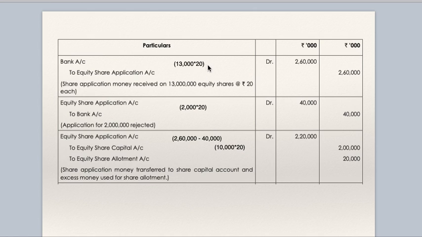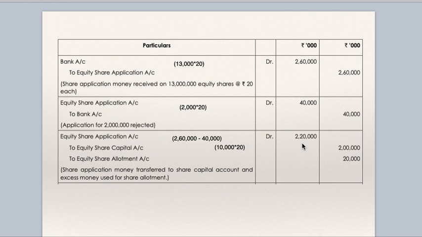Now see journal entries. Rupees are in thousand. Don't forget to mention on top of the amount column rupees in thousand. Bank account debit to equity share application account. They have received 13,000 applications at 20 rupees per application, 13,000 into 20. Then equity share application to bank 40,000. On 2,000 applications they have refunded 20 rupees. 2,000 applications they have rejected. So entry is equity share application to bank 40,000.